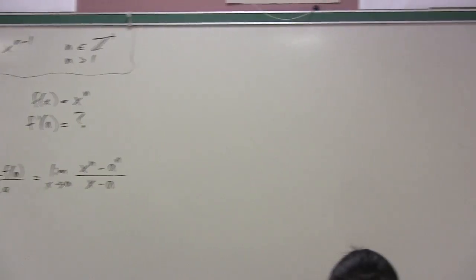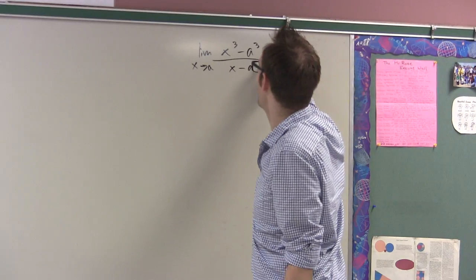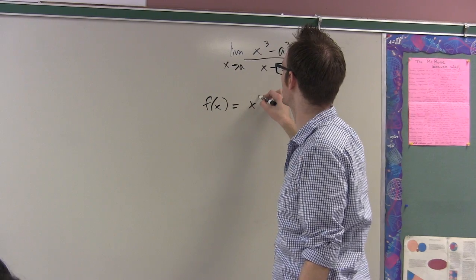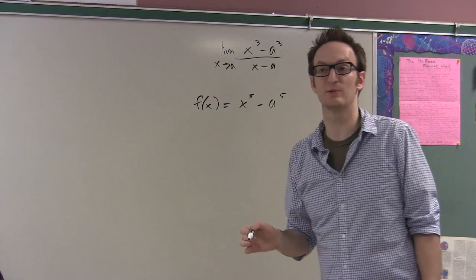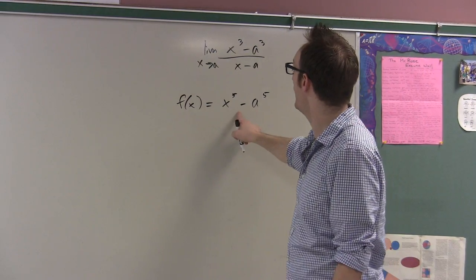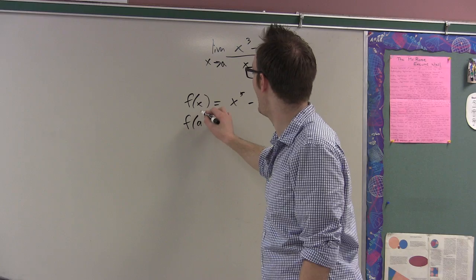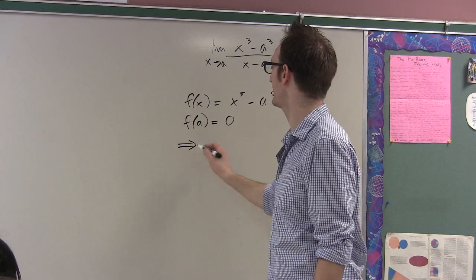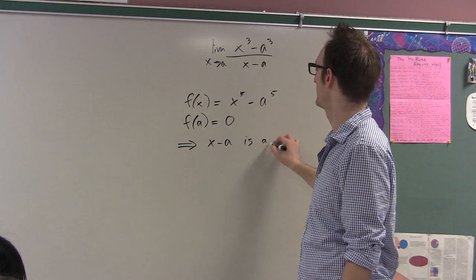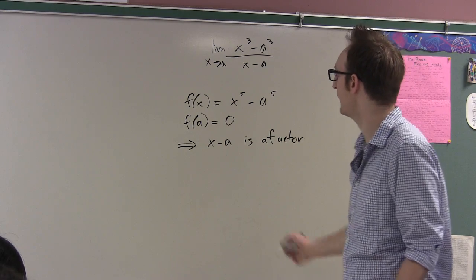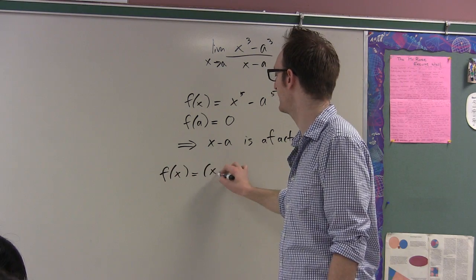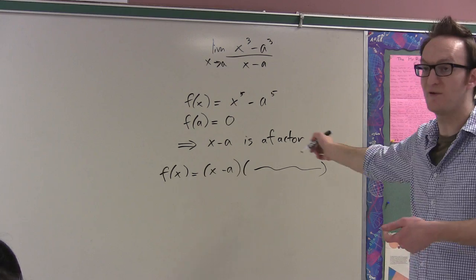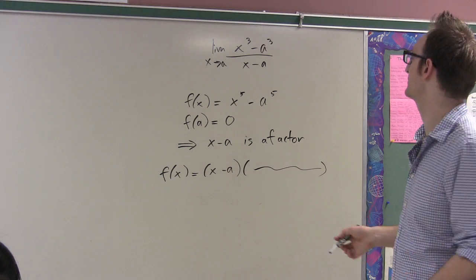And so, suppose you want a formula for the difference of fifths. Then you can write a function x to the fifth minus a to the fifth, for example. Okay, well, I know that f of a is 0, and my conclusion, based on pre-calc stuff, is then that x minus a is a factor. In other words, this function must be expressible as x minus a times stuff. And how do I get the stuff? I can do polynomial long division, or I can do synthetic division.